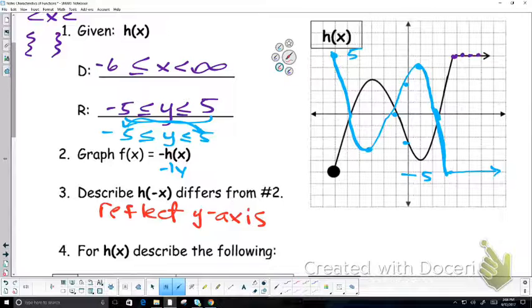So if that's the case, would the domain or range change? Is it an innie or outie? Innie. Does innie impact the x's or y's? So if it impacts the x's, what's going to change, the domain or the range? Domain.